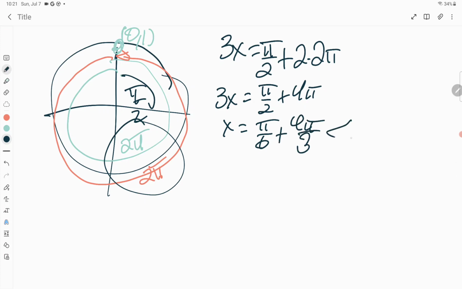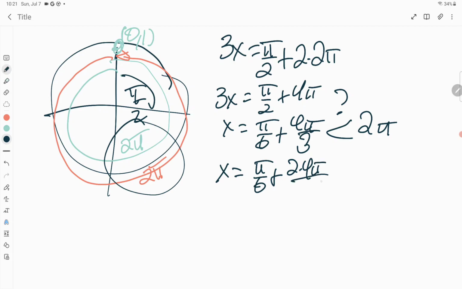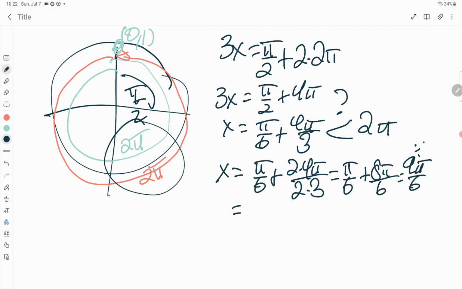Again, you've got to figure out: is this less than 2 pi? How do you know? You've got to do what I've told you before. You're going to have x equals pi over 6 plus 2 times 4 pi over 2 times 3. So it's going to be pi over 6 plus 8 pi over 6. So it's 9 pi over 6. You've got to simplify that. You've got to divide by 3 and then divide by 3. So it's going to be 3 pi over 2. The question is: is this less than 2 pi? You've got to figure that out.